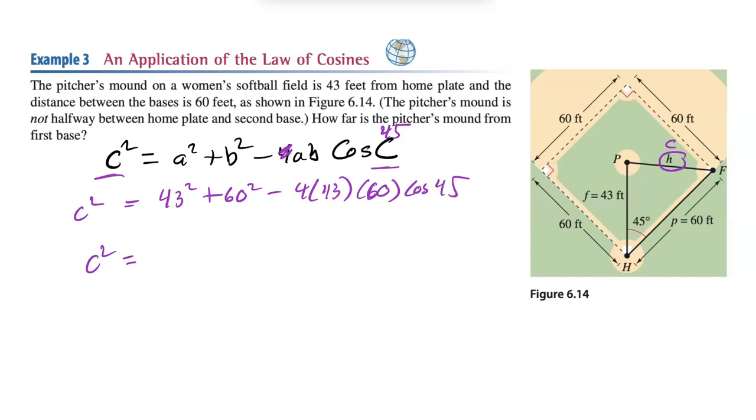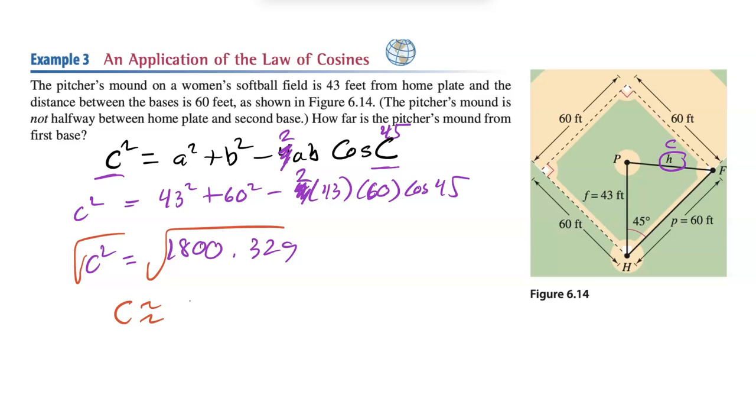Just caught a mistake. It's 2ab. I'm not sure why I said 4ab. Plug that into your calculator, you get 1800.329. Then we square root it. And c is approximately 42.43. So that's how many feet away the pitcher's mound is to first base in the softball field.